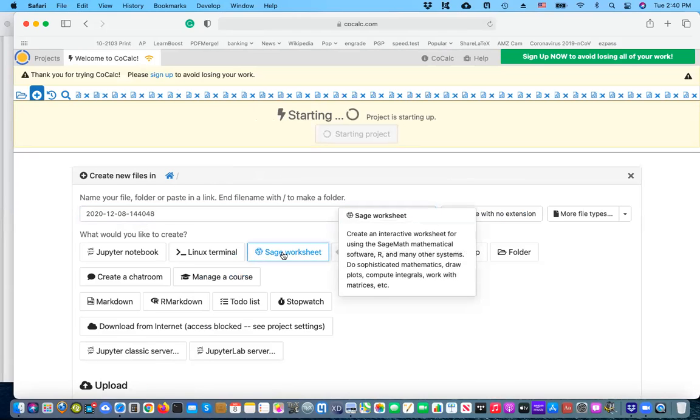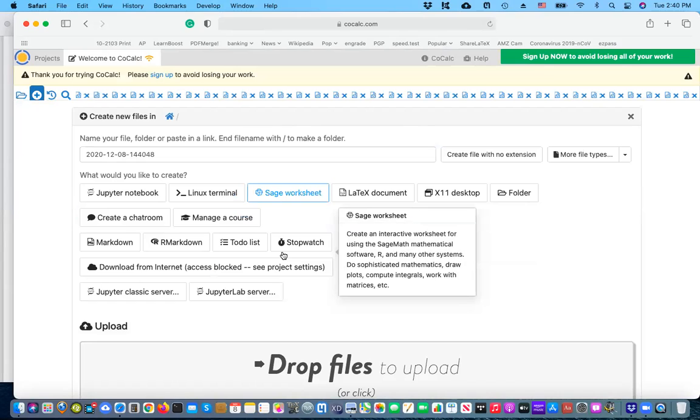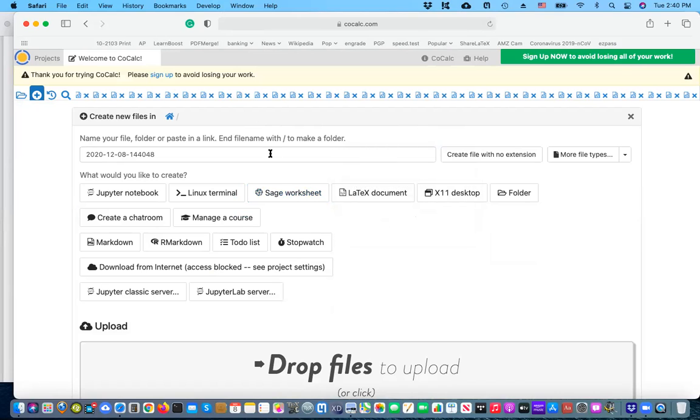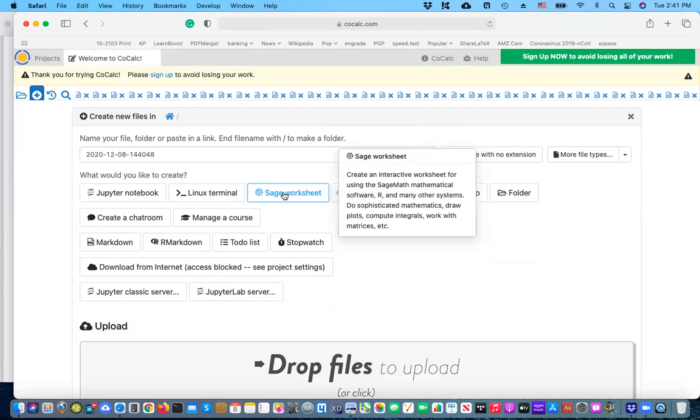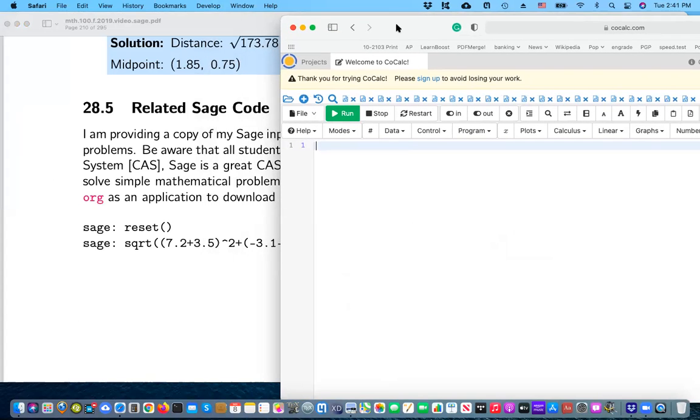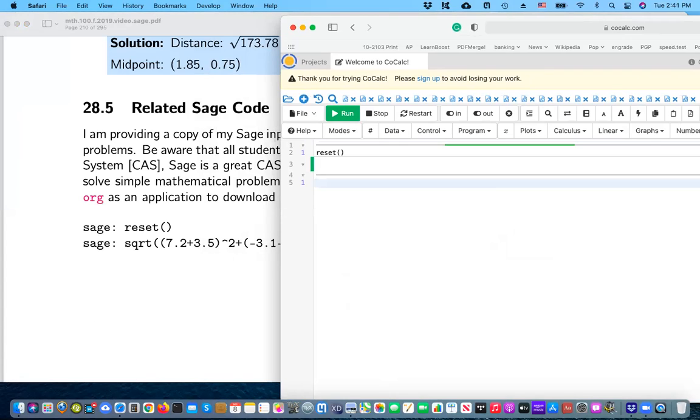And again, we've been doing this for some time now. And we're creating a Sage worksheet. It does take time to load sometimes. And I noticed today is a particularly slow day. There it goes. All right, what am I going to do? Type in the commands. Reset. Remember, shift return. I got that done.